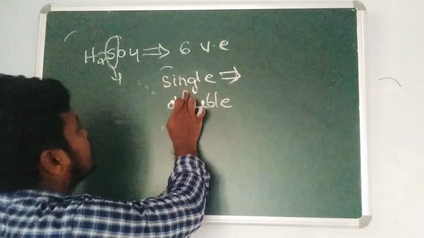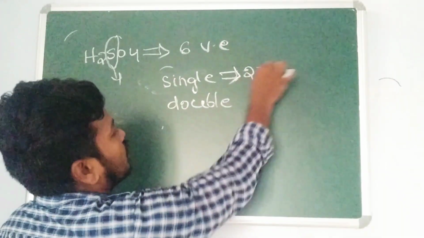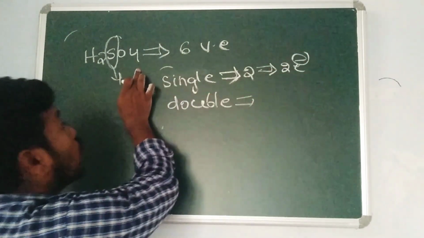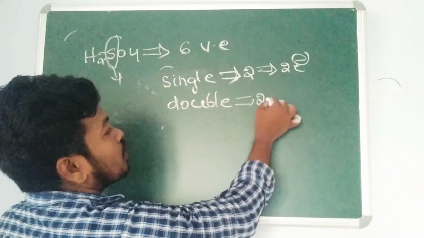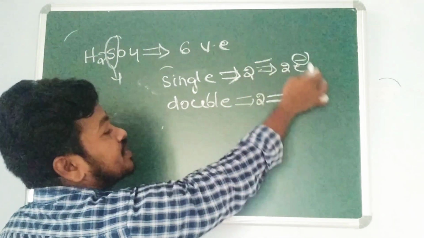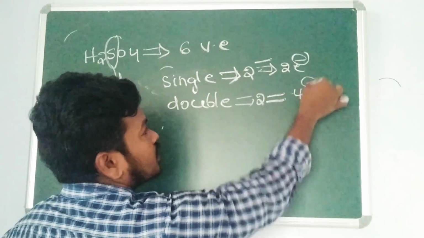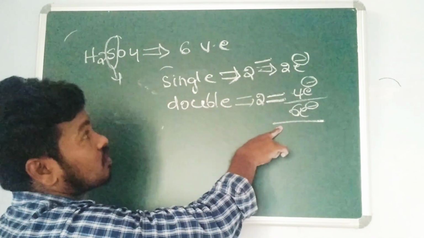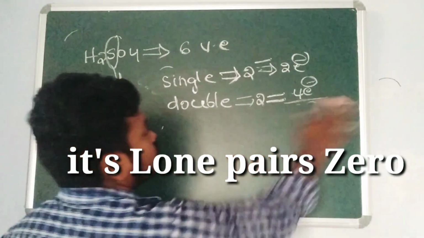So for example here, single bonds: 2 hydrogens form a single bond and 2 oxygens form a single bond, which means 2 electrons each. Double bonds: out of 4 oxygens, 2 form single bonds and 2 form double bonds. A single bond means only 2 electrons; a double bond means multiplied by 2, so automatically 4 electrons are involved. So how many electrons are involved in total? 6 electrons. So how many valence electrons remain? 0. Next you can see.